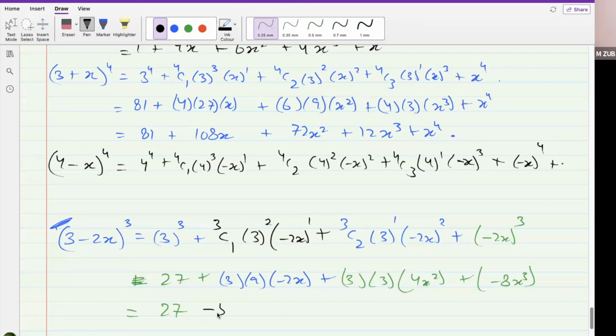Then the final step: 27 plus 3 times 9 times 2 is 54, and that is negative 54x, and then 3 times 9 times 4 is 36x squared, and then again negative 8x cubed.